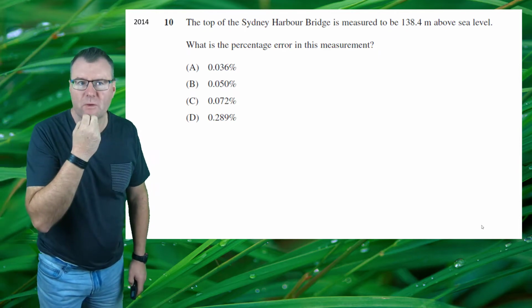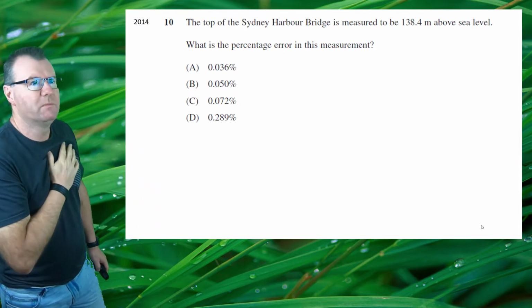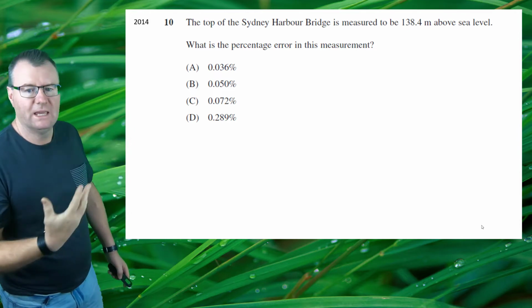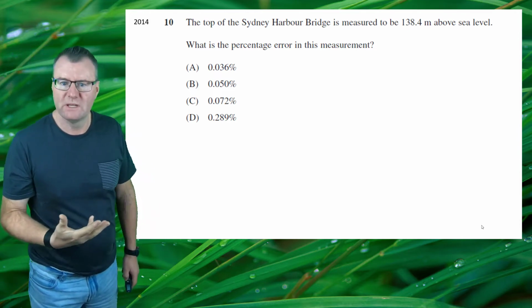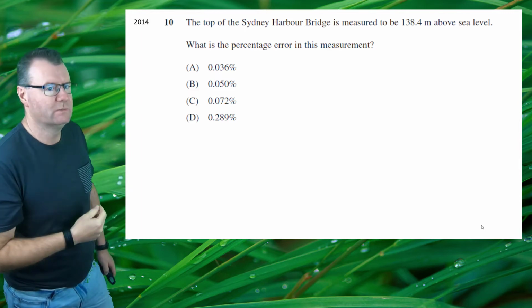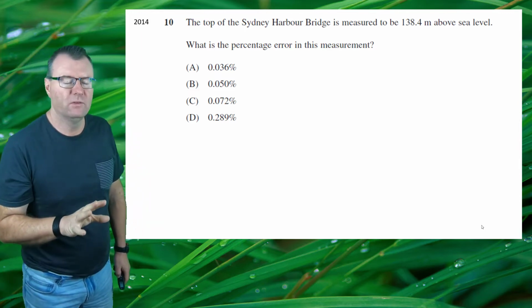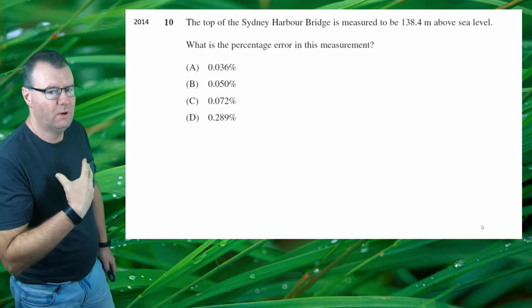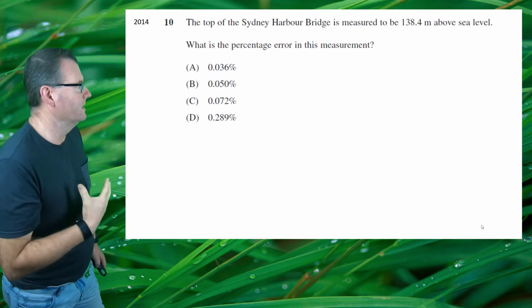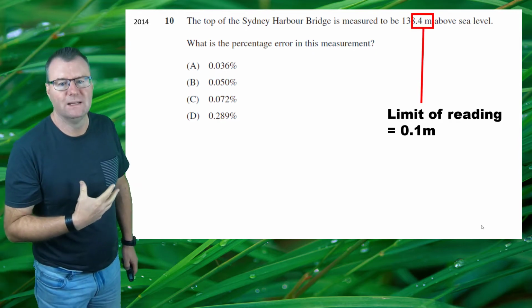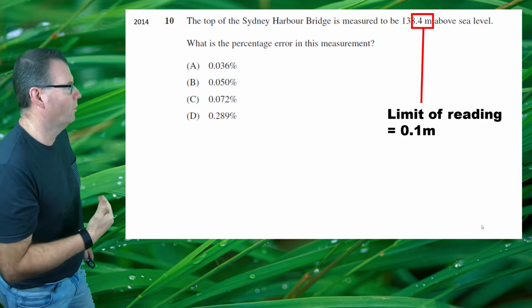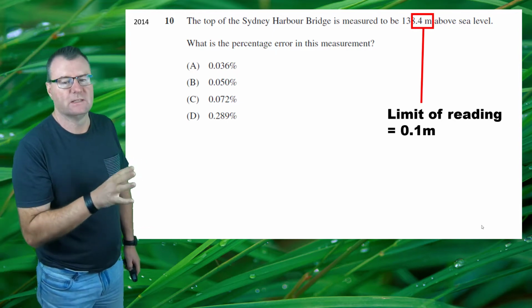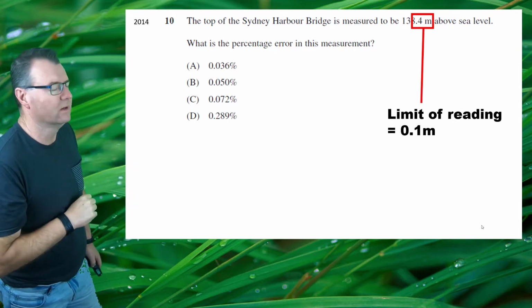From the 2014 paper, question 10, it says the top of the Sydney Harbour Bridge is measured 138.4 metres above sea level. Once again, what is the percentage error? So it's going to be a very similar process to the question we just did. In this case, though, one difference is, what is my limit of reading? Well, I can see by looking at the measurement that it's down to 0.1 of a metre because it was measured at 138.4. Given that measurement, that must be my limit of reading because there's no more accurate value that I've been given.